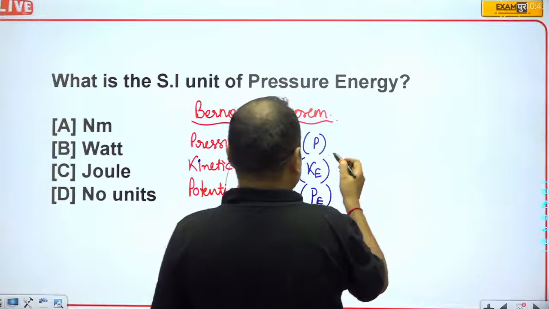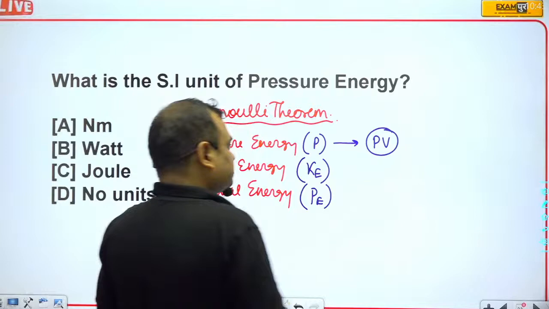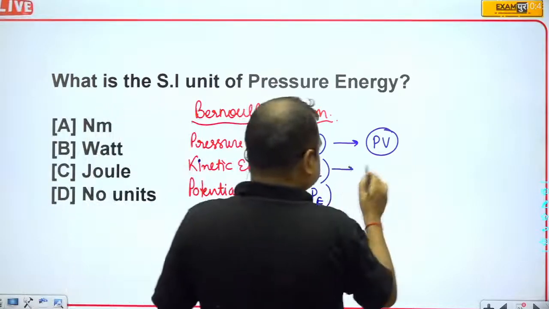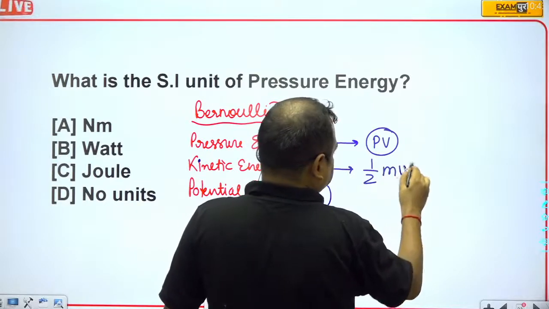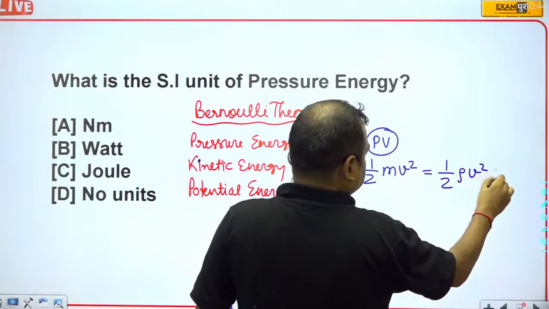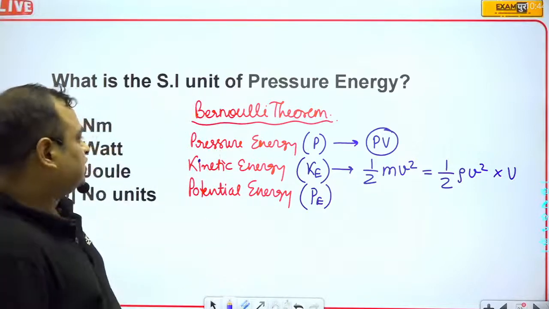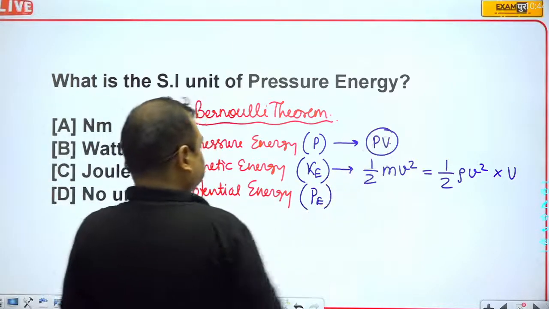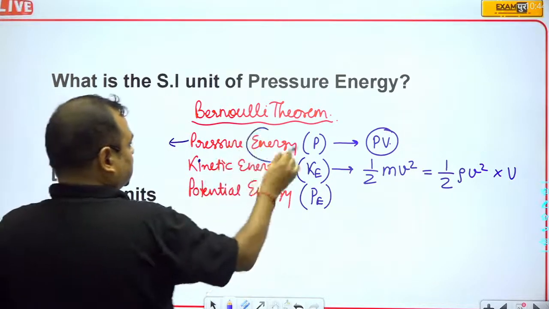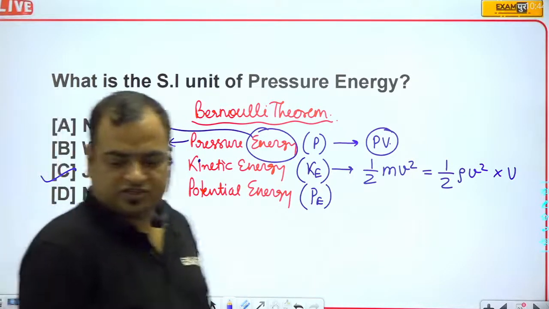So this is pressure energy, and pressure energy is nothing but PV, pressure into volume. Kinetic energy means half mv square, or we can write it as half rho v square multiplied by V, where V means volume. So this is the pressure energy actually. The pressure energy will have the same unit as energy. So here option C is the correct answer.